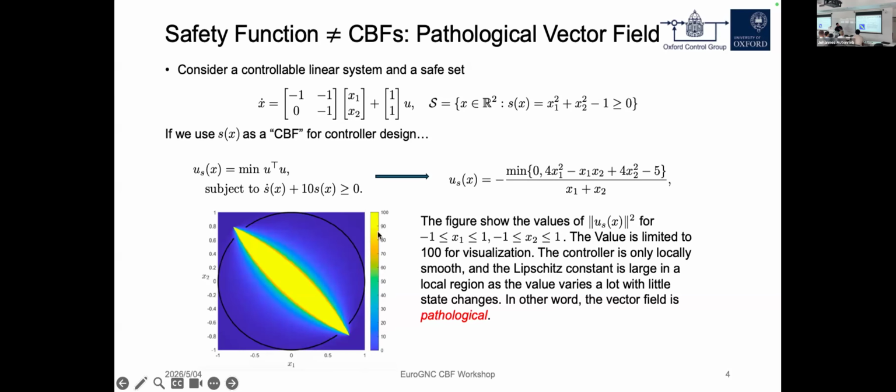And you can see what will happen if you simply use this safety function as a barrier function. If you start from some region over here and you try to go around the obstacle, you actually need infinite controllability to make you safe, which means that the vector field is really pathological. It's really unsmooth on the boundary of the obstacle. So there's no way you can use this controller in practice, right?